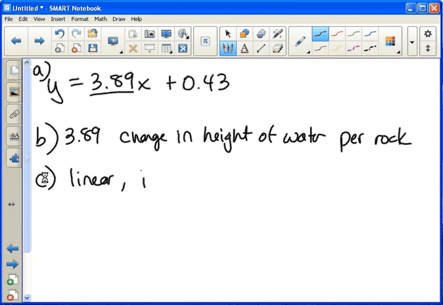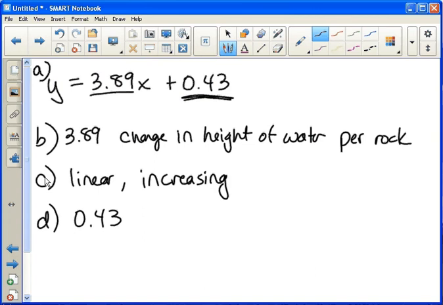Now part D, what is the Y-intercept? Well, that would be this number over here. That's 0.43. The Y-intercept is always the number by itself, the number that is not attached to x. And the Y-intercept always means the amount of y when there are 0 x's. So in this problem, that means the height of the water with 0 rocks.